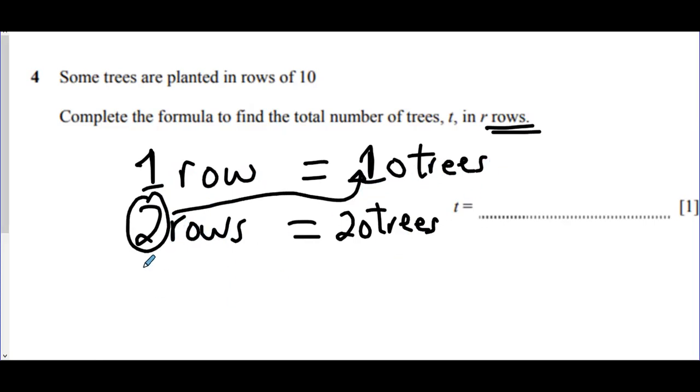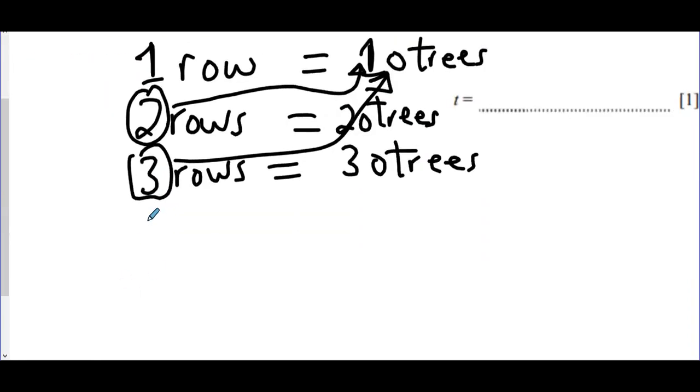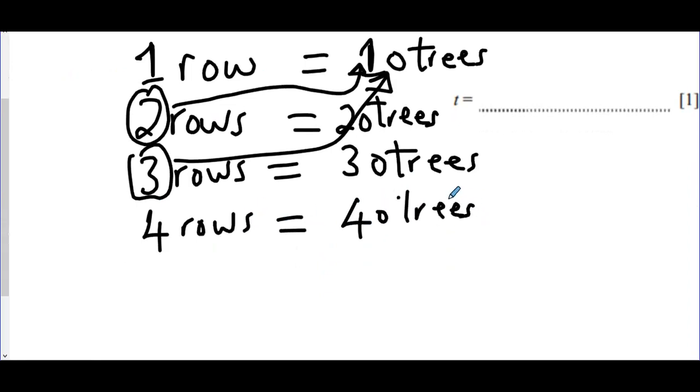Okay, students, tell me, how about 3 rows? How many? Now, thank you very much. Students, they said there are 30 trees. The question will be, how did they get 30 trees? They took 3 times 10. I agree. So go ahead telling me, okay, how about if it is 4 rows? So 40 trees, and that we go.